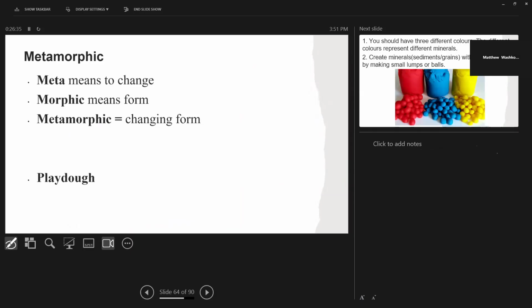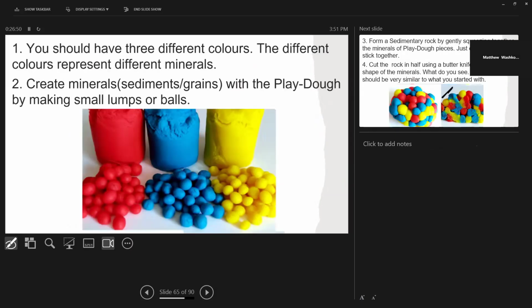Metamorphic. Meta means change. Morphic means form. Change, form. Metamorphic means change, form. Now, if I give you Play-Doh, I would have loved to do this, but I forgot. If I give you Play-Doh, let's imagine you have three different colors here, right? These represent different minerals. Okay, just imagine they're different things.